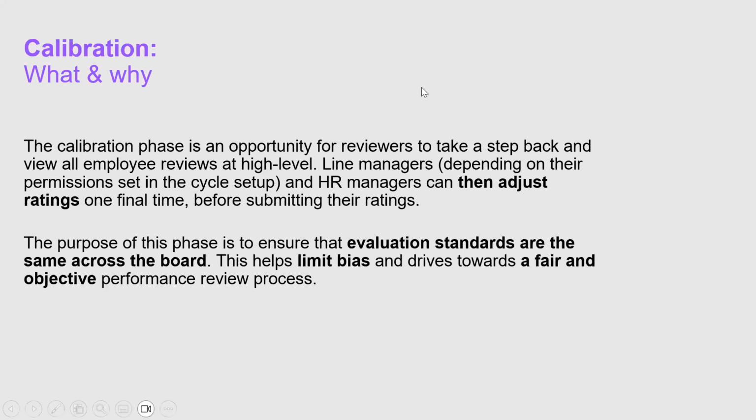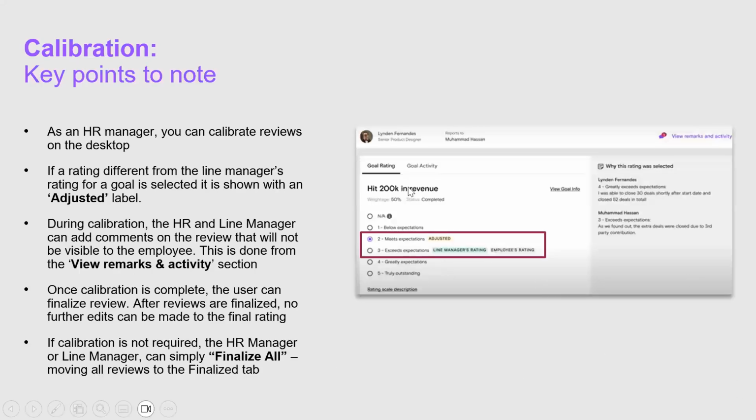So what happens here is that once the line manager does the review, once the employee does the review, then the HR manager will also check and give his or her review after the stage. So that is calibration, just to ensure that the rating is fair. The purpose of the phase is to ensure that evaluation standards are the same across the board. This helps limit bias and drive towards a fair and objective performance review process. So I'll show you an example here.